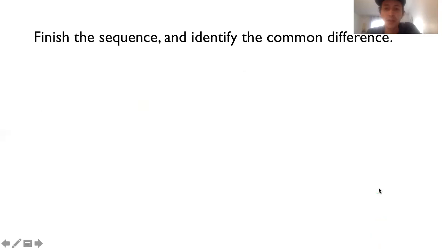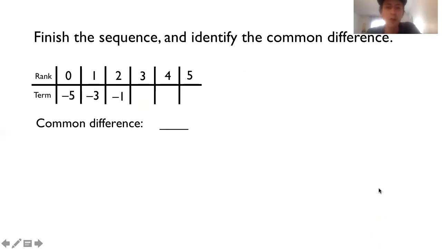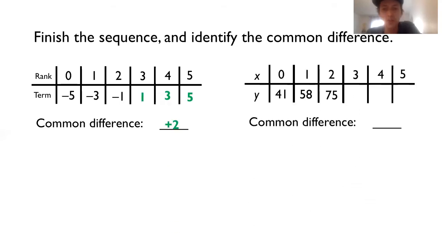So the common difference, like I said, is minus 6. A couple more examples real quick. Here we're going from minus 5 to minus 3 to minus 1. The next number would be 1, then 3, then 5. Our common difference here is plus 2. We're going up by 2.